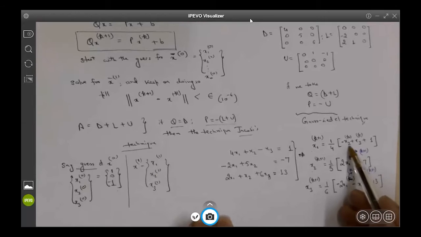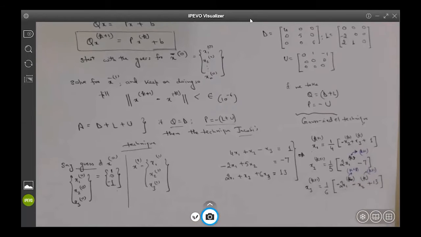So here you cannot plug in those current values, so you have to use the previous values. But here you can use the current value, and here you can use the current values as well. So use the current values basically. Make sense, guys?